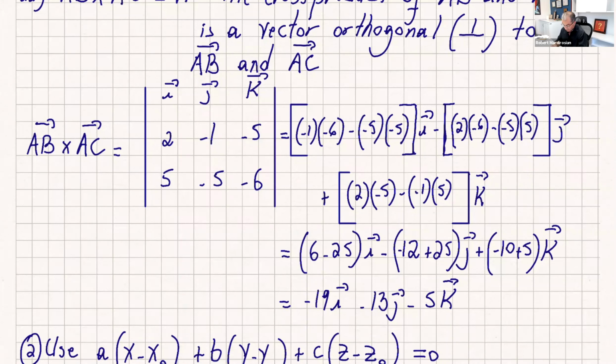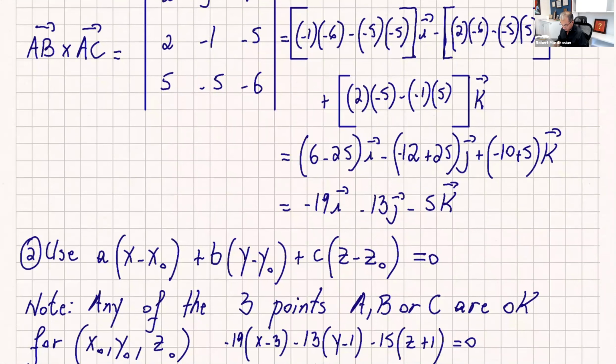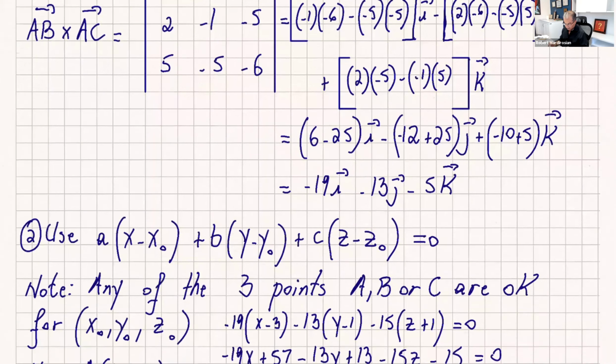For the K component, again, you hide the row of K and the column of K. You're left with this matrix. Find the determinant: that times that minus that times that. So I wrote it, 2 times -5 minus -5 times -1, and that's the K component. If you simplify all this, you're going to get -19I minus 13J and minus 5K.